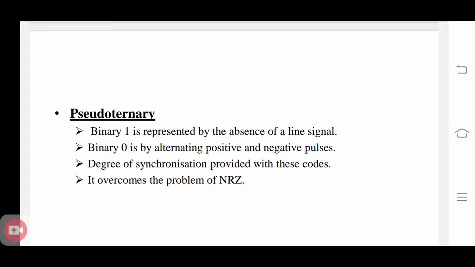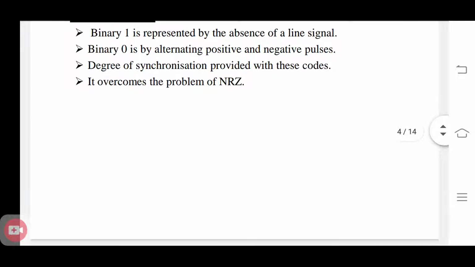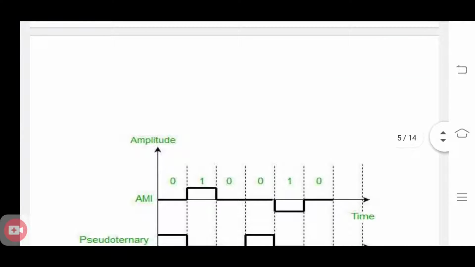Actually, it is the inverse of bipolar AMI, right? Here the binary 0 is represented by alternating positive and negative pulses. Also, there is a degree of synchronization, or resynchronization at the receiver. It overcomes some of the problems of the NRZ. Okay. So, this is the representation.